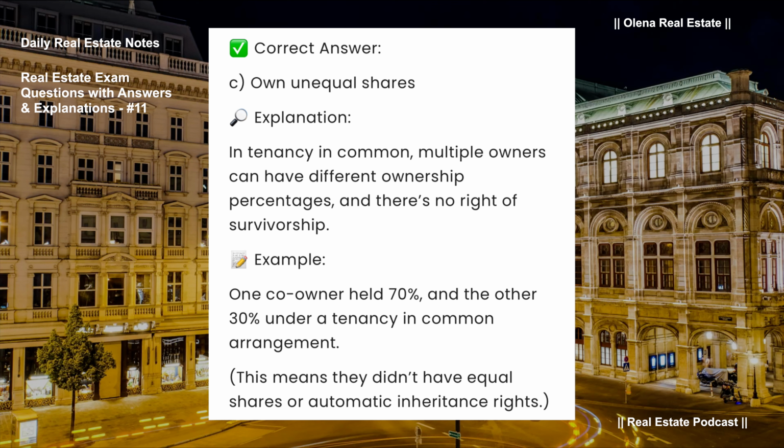Correct answer, C. Own unequal shares. In tenancy in common, multiple owners can have different ownership percentages, and there's no right of survivorship. For example, one co-owner held 70% and the other 30% under a tenancy in common arrangement. This means they didn't have equal shares or automatic inheritance rights.